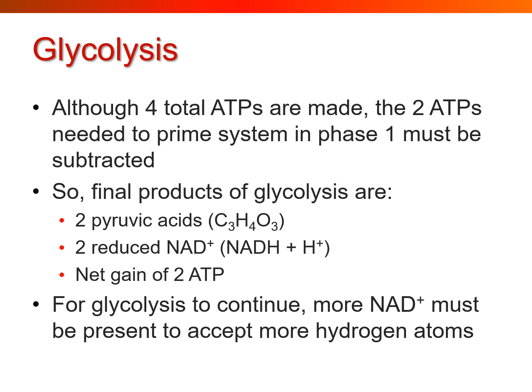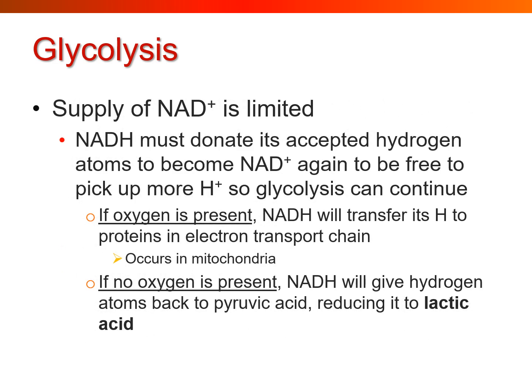Now, for glycolysis to continue, we have to have more of these NADs around in order to absorb the metabolites that are produced in this process, in order for us to have a place to put these hydrogens. But the thing is that we don't have an endless supply of NAD. So what happens then? Well, NAD is limited, and so we can only drive glycolysis as long as we have NAD available to accept that hydrogen proton. So that's the deal with that.